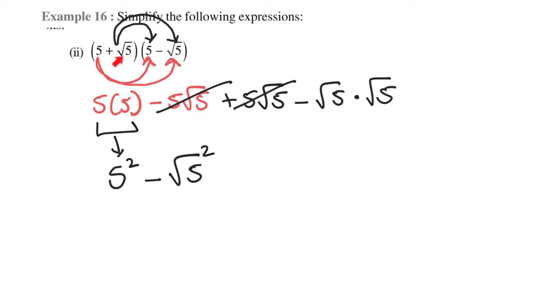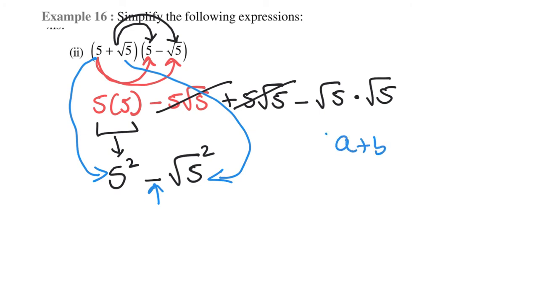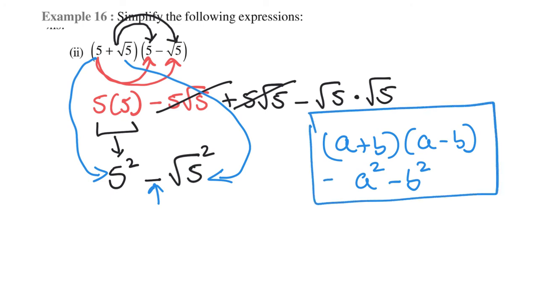5 plus root 5, when it was multiplied with 5 minus root 5, what did we land up with? This 5 was 5 squared. And square root 5 was square root 5 squared. Of course, with a minus sign. Now, can we generalize this? Can we say when any two numbers are multiplied like a plus b times a minus b, they will land up with a squared minus b squared. This is a general formula that you can remember now.